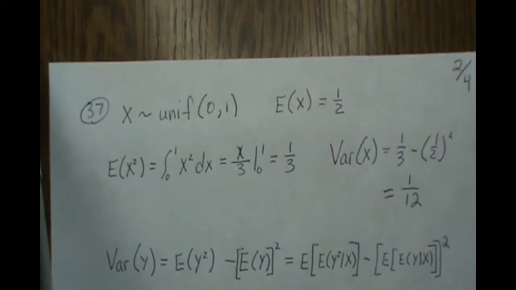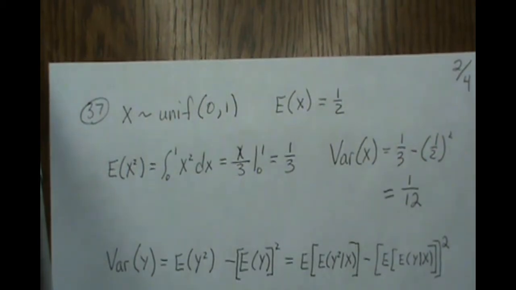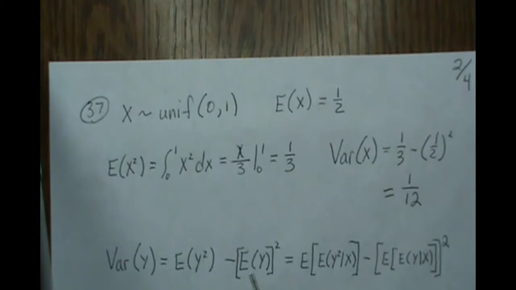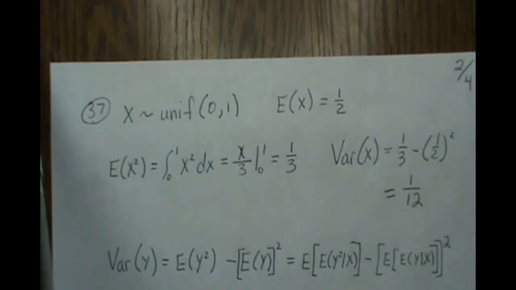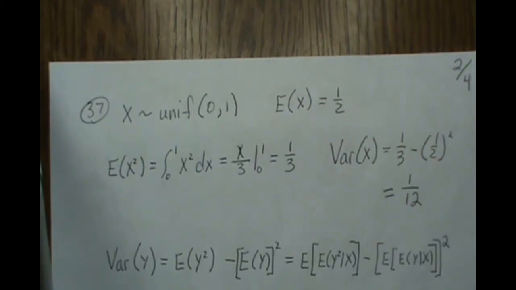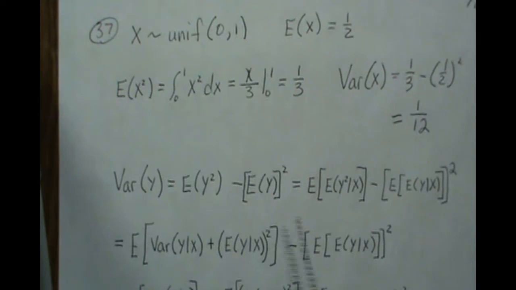Now, this is the part that we're going to use over and over. If you only look at this piece for a second, the expected value of Y squared is equal to the variance of Y plus the mean squared. But this is a squared like this one, so we're going to replace this. So it's the variance of Y given X plus the expected value of Y given X, quantity squared. So this is replaced by this. So these two are equal.